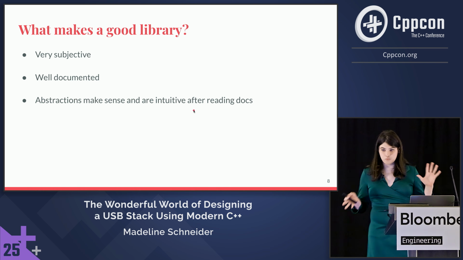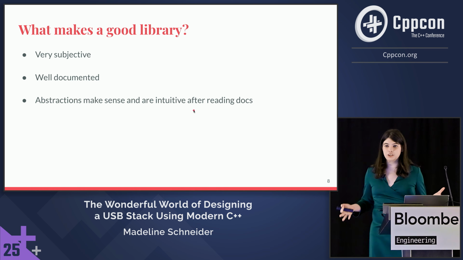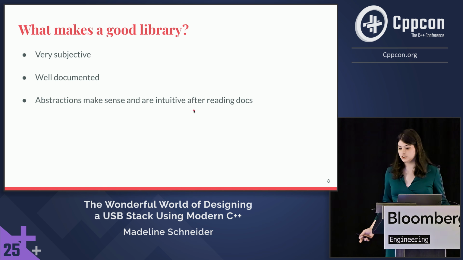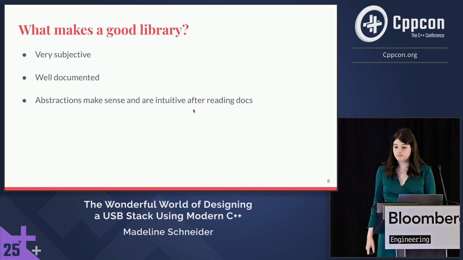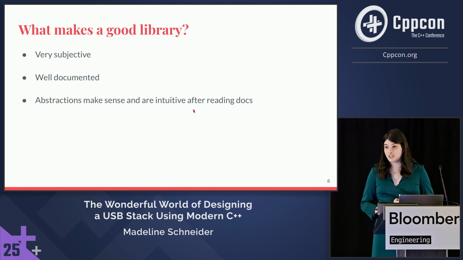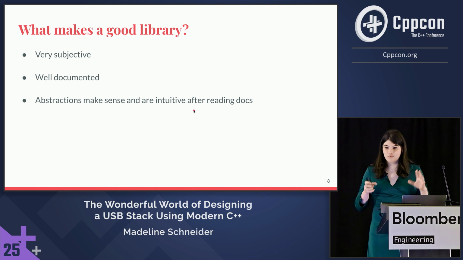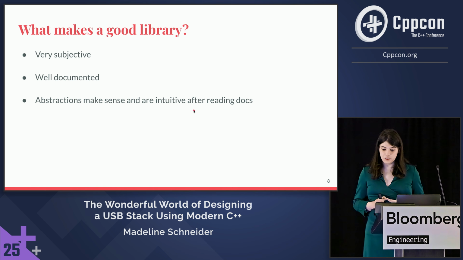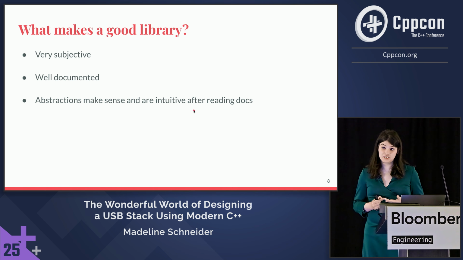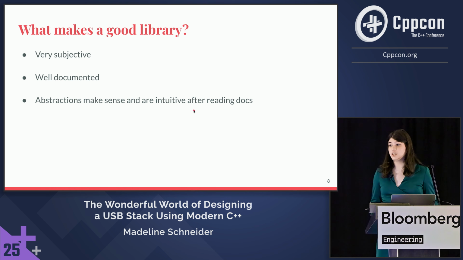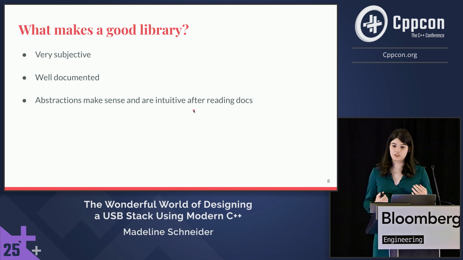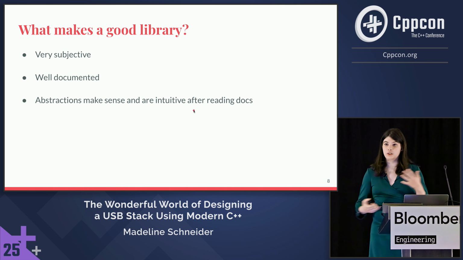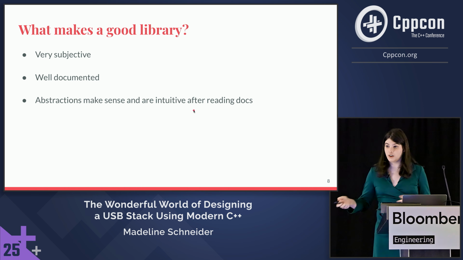All right, so what makes a good library? This is a really subjective thing. You can ask 10 different people and they'll give you 10 different answers. So I can just give you what my belief of it is. Something that is well documented, first and foremost. You shouldn't be guessing on what things are. And the abstractions, once you read the documentation, are intuitive and actually make sense. So after you read the documentation, you can understand why a library designer made the specific choices that they did, and that would allow you to basically have higher code velocity and things like that.